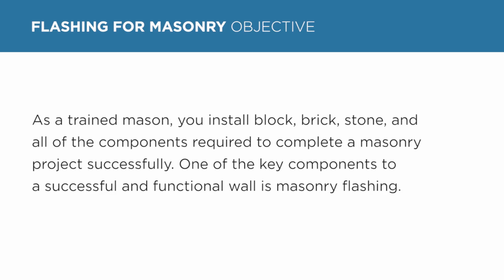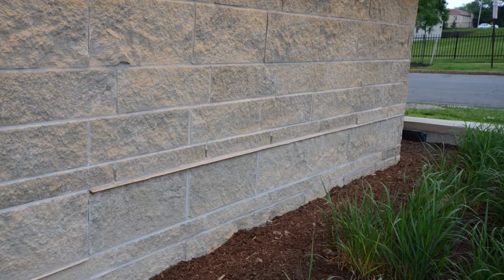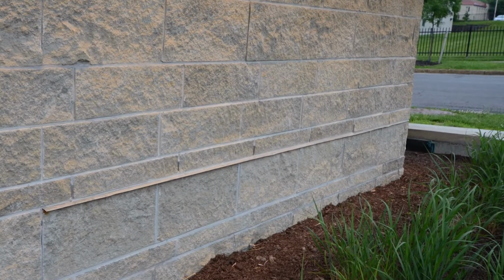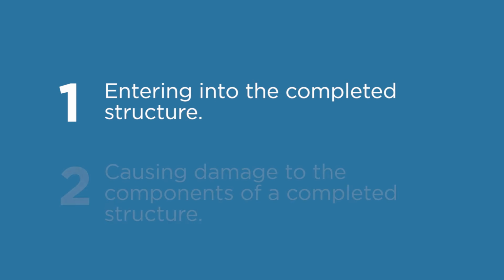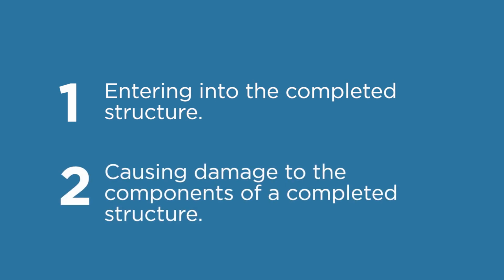As a trained mason, you install block, brick, stone, and all the components required to complete a masonry project successfully. One of the key components to a successful and functional wall is masonry flashing. Flashing is critical in preventing moisture from entering into the completed structure or causing damage to the components of a completed structure. The wall system must prevent this from happening.